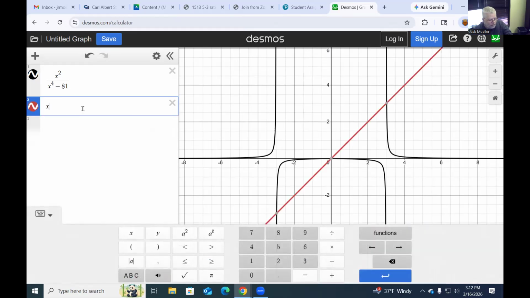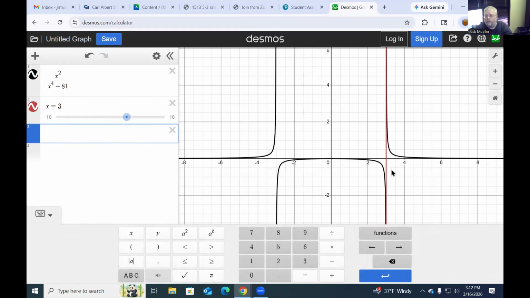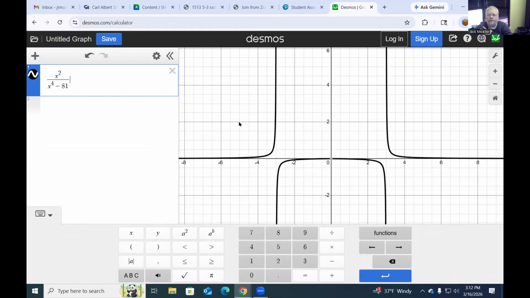And when in doubt, type in x equals 3. Bam, there you can see exactly where it's at. Okay, same with x equals -3. Right there, now you can see for sure that that's where your vertical lines are. On the TI, I don't think you can put vertical lines in on the graphing calculators. You do that with the app. All right, so in 5.3, if the algebra is throwing you, don't forget you can look at the graph.